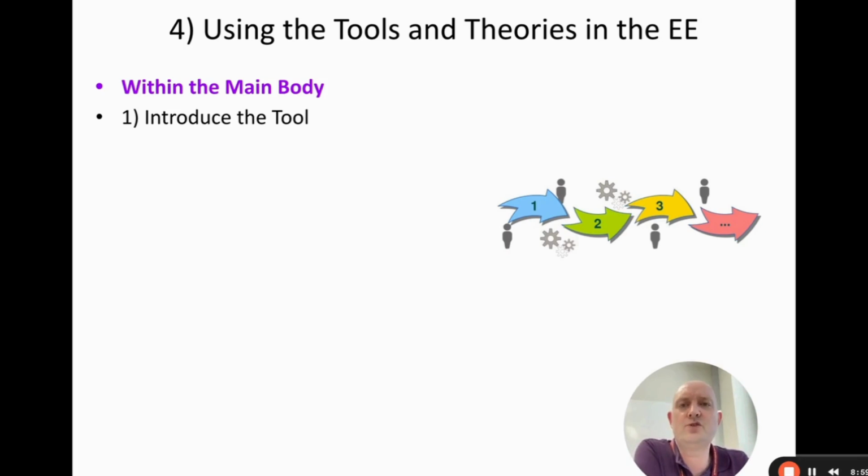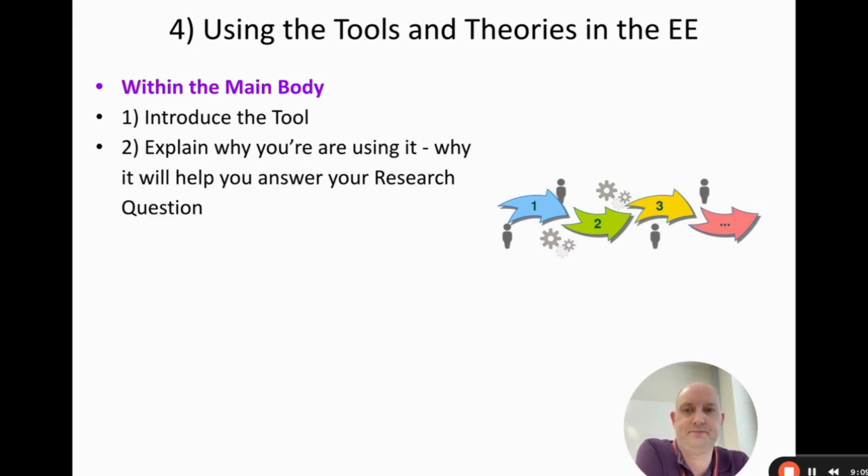So first off, you'd introduce the tool. So let's say you're doing the Ansoff matrix. You would say, well, in this part of the essay, I'm going to use the Ansoff matrix, and this is defined as so and so. And then you would explain why you're using it and why it will help you answer your research question. So something like, I'm going to use the Ansoff matrix because of such and such.